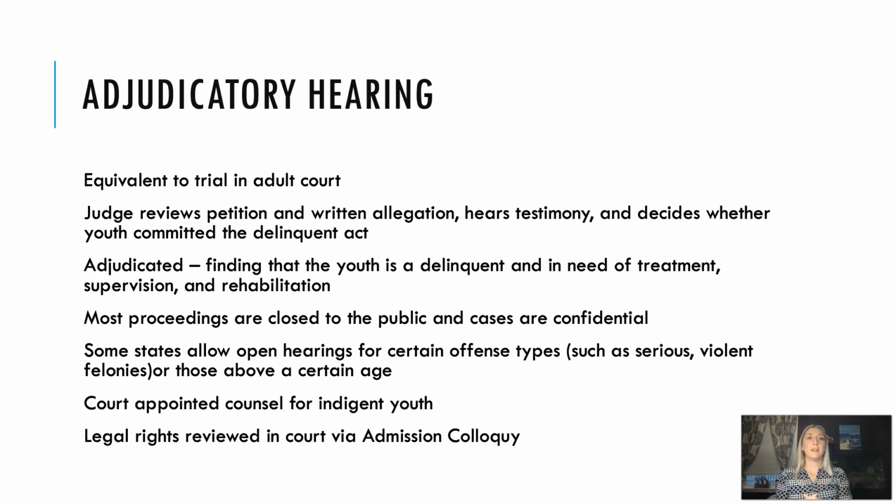So our next step then is an adjudicatory hearing. This is the equivalent to trial in adult court. In this case, a judge is going to review the petition and written allegation. They're going to hear testimony, and they're going to decide whether or not the youth committed the delinquent acts that are alleged against them. If a youth is adjudicated, this means that the judge had a finding that the youth is a delinquent and is in need of treatment, supervision, and rehabilitation.